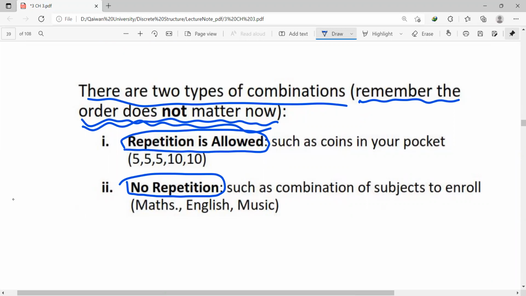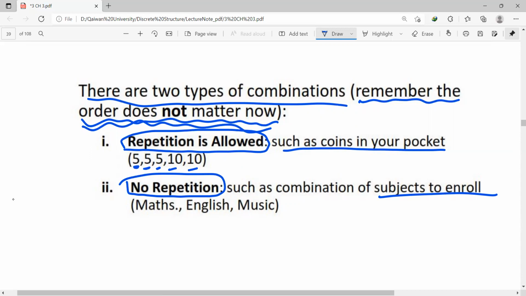An example for repetition allowed is coins in your pockets. 5 cents, 5 cents, 5 cents, 10 cents, 10 cents. Maybe someone has three 5 cents and two 10 cents in his or her pocket. In this case, as you see, we have repeated coins. In this case, repetition is allowed. But for example, for enrolling in subjects, can any student enroll in a subject twice?